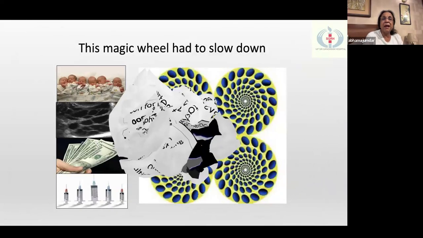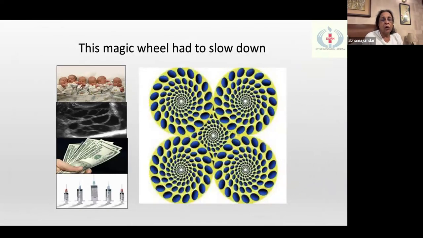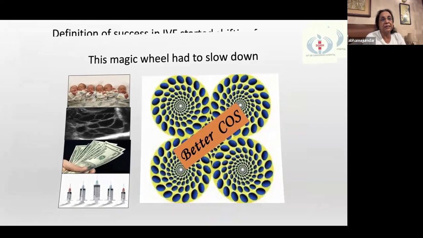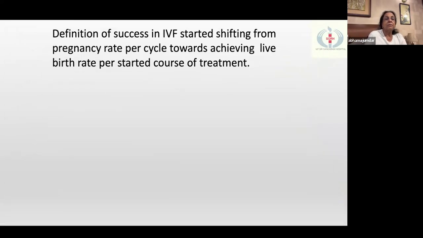So this magic wheel had to slow down, where there were multiple births, OHSS, a lot of cost, a lot of injections, and we had to make COS better. How could we do that? We could only do that when we started thinking that the definition of success of IVF doesn't depend on pregnancy rate, but on achieving live birth rate per started course of treatment.